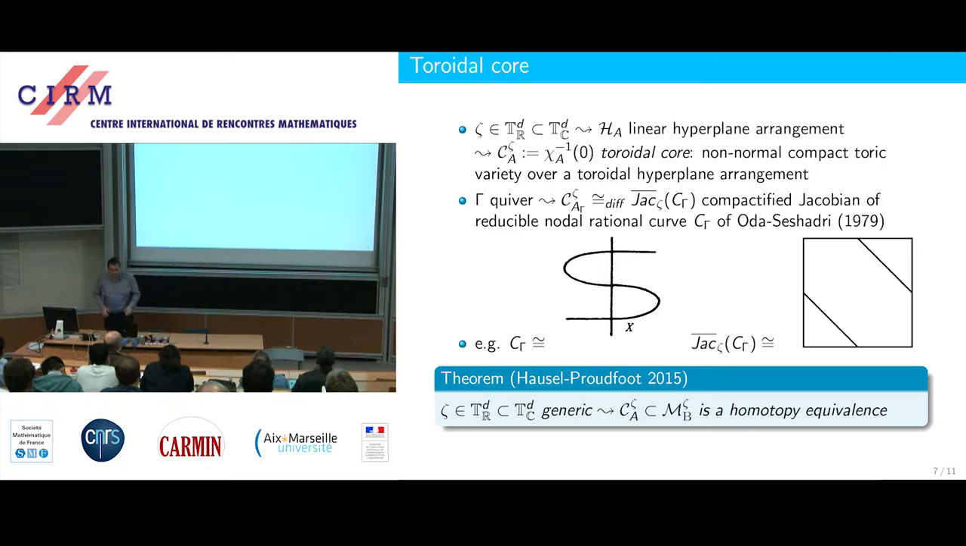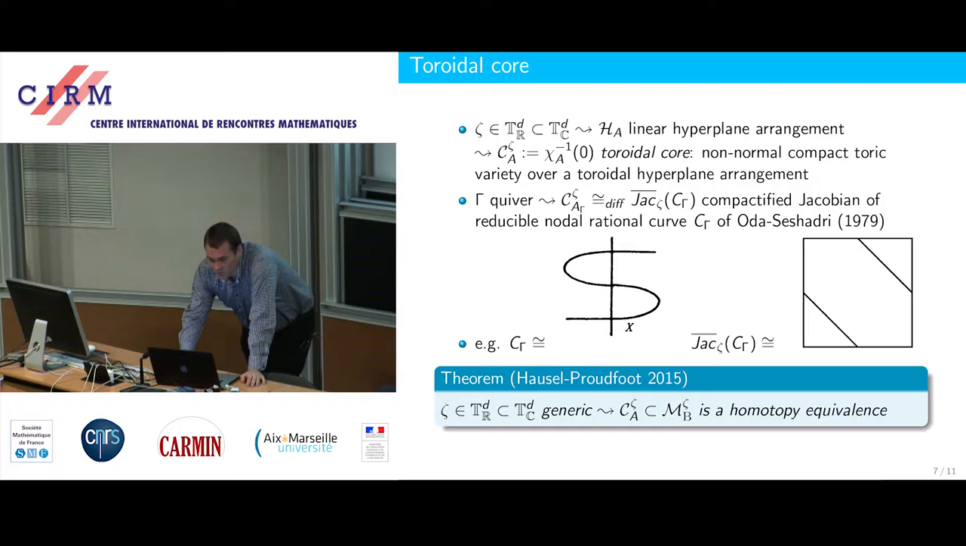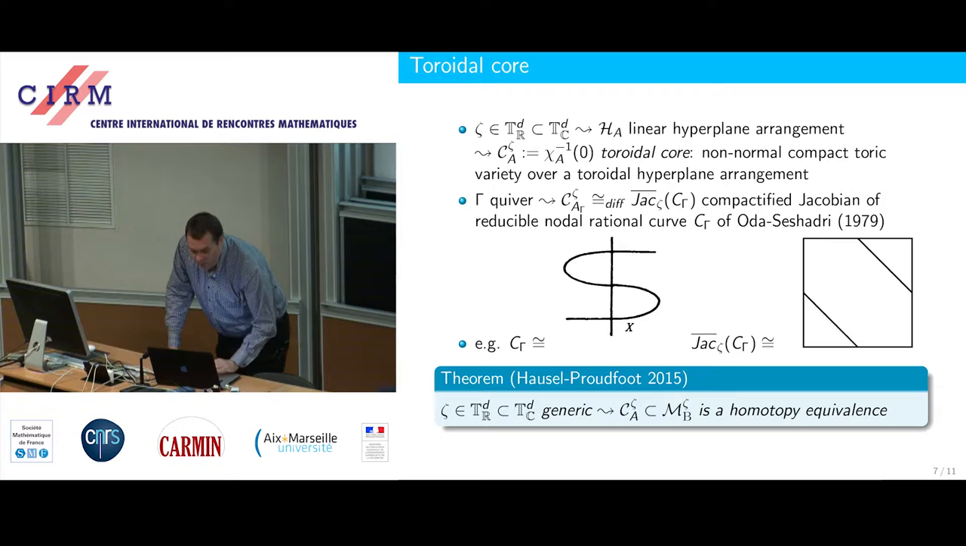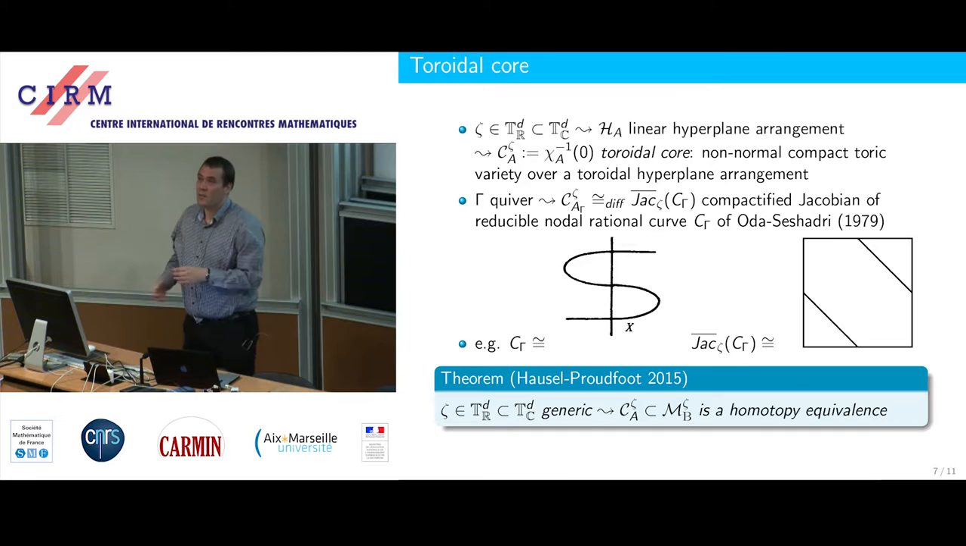Surprisingly non-trivial topology, though. So it sounds like a toric variety, but it's somehow trickier. In fact, these constructions go back earlier, in a different setup. If gamma is a quiver and the matrix comes from the quiver, then this core you attach to the hyperplane arrangement in this quiver setup turns out to be, okay, this is just a differentiable manifold. It's diffeomorphic to the compactified Jacobian of a reducible rational nodal curve, where the graph of the intersection is precisely your graph gamma.